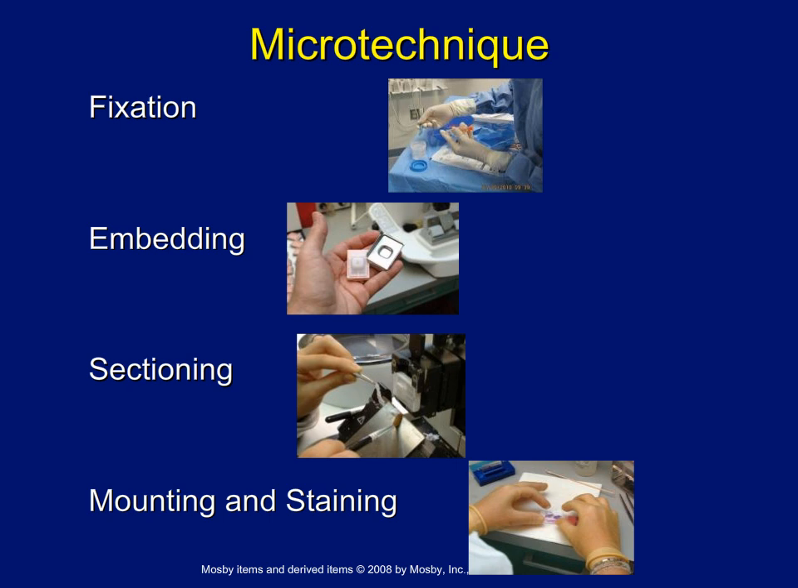So after we have that tissue fixed for a while, we're going to run it through a series of alcohol and other solvents and eventually embed it in some kind of embedding medium. Most often we use something called paraffin, which is just simple wax. And so by embedding this tissue in wax, we've enabled ourselves to cut it very, very thin.